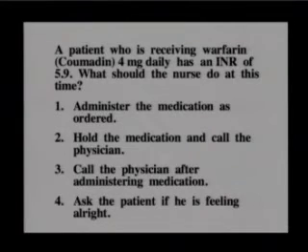So at this time is when you've gotten that result of an INR of 5.9. So the best answer here is number 2, hold the medication and call the physician. This 5.9 is way out of line. Your goal is undoubtedly between 2 and 3.